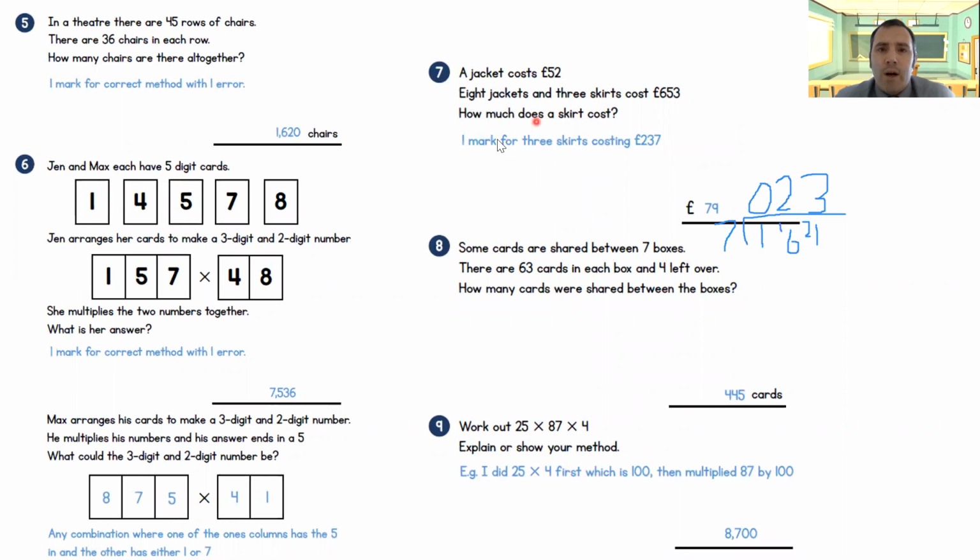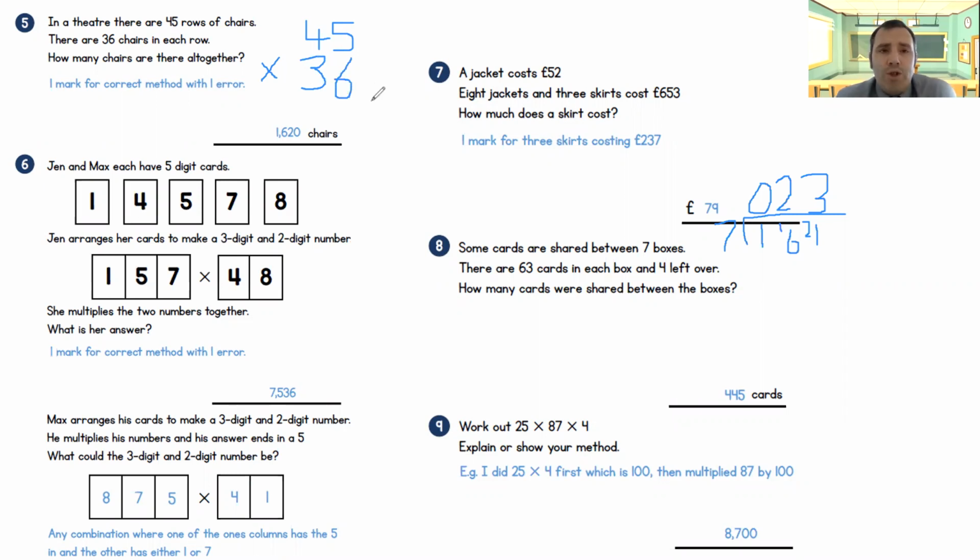So we've got 5 rows of theatre tickets. Sorry, there are 45 rows of chairs. There are 36 chairs in each row. What the question is asking us to do is work out how many chairs there are altogether. So to do that, it's asking us to solve 45 rows with 36 chairs. So that's the method we're looking for.